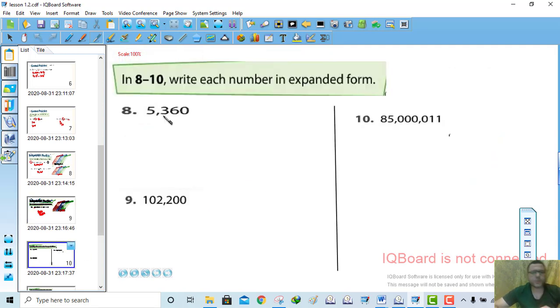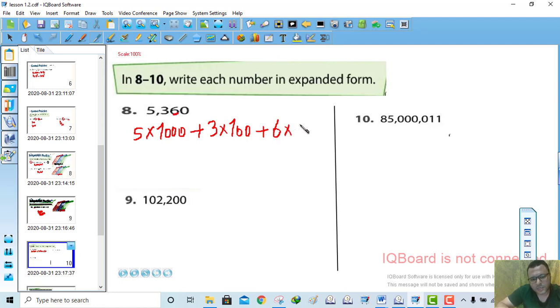Now next question here. Write each number in expanded form. To write the number in expanded form, as we explained before, cut it, to split it. So here 5,360, so 5 in the thousand place, so 5 multiplied by 1,000. Or you can write 5,000 plus 3 in the hundreds, so 300, or you can write 3 times 100. And 6 in the tens place, so it's 6 times 10.